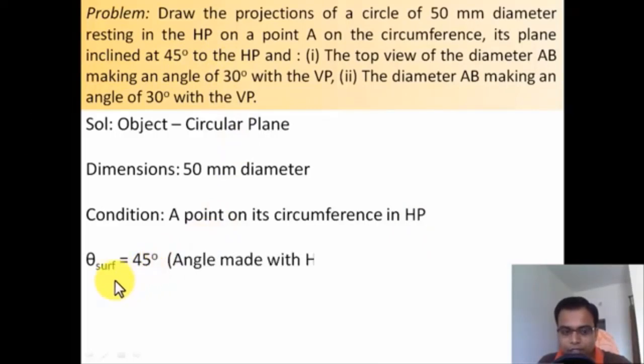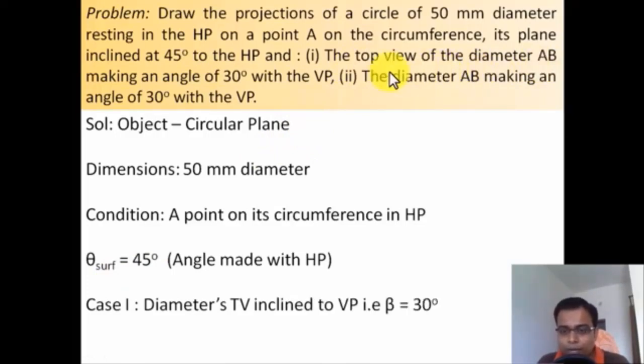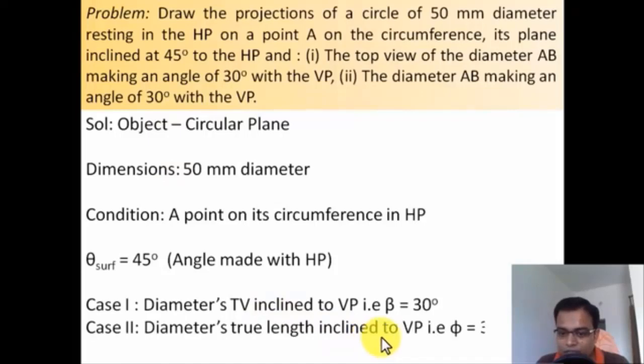So here it is. And then it's all about cases. Case 1, top view of the diameter. Whenever the top view makes an angle, it has to be denoted with beta, and whenever the true length of the diameter itself is making an angle of 30 degrees with the VP, the representation is going to be phi is equal to 30, right? Okay, now I've divided the solution into two different phases.